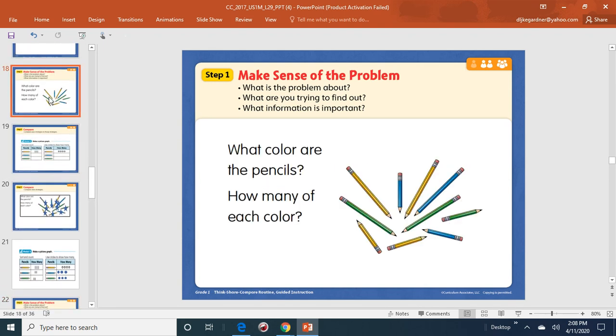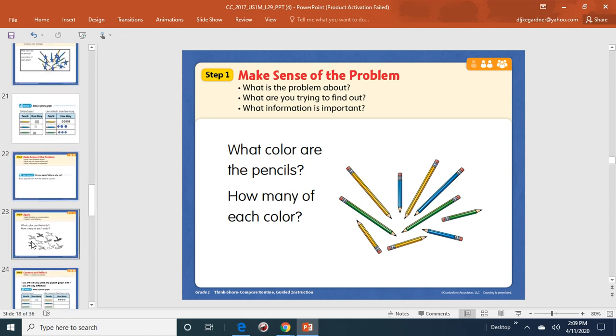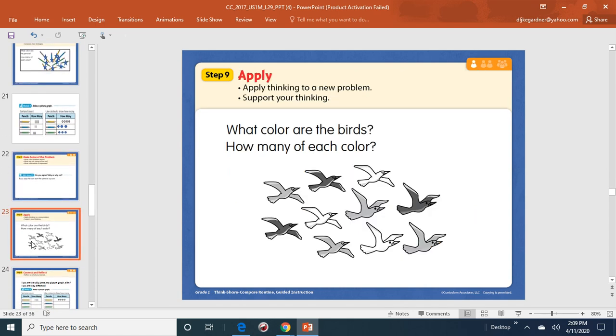So go back up to look at our pencils. I do agree with Buzz. I see some short pencils and I see some long pencils. So if you agreed with Buzz, way to go. You are able to find more than one attribute to sort those pencils.